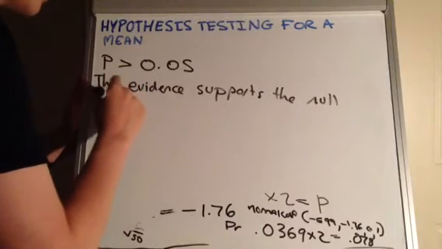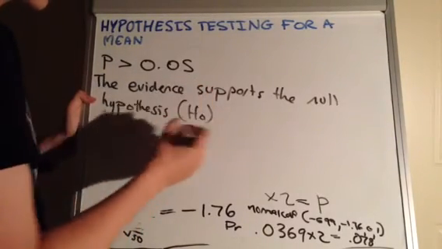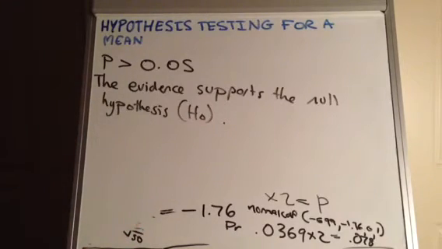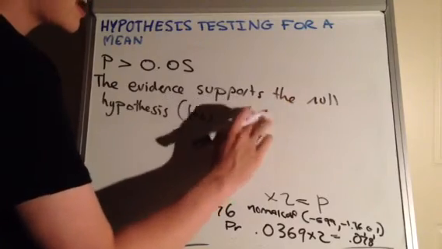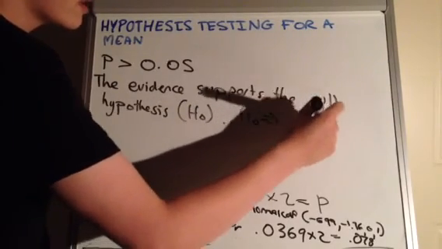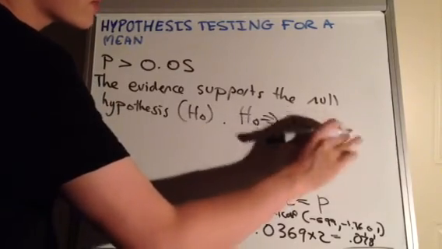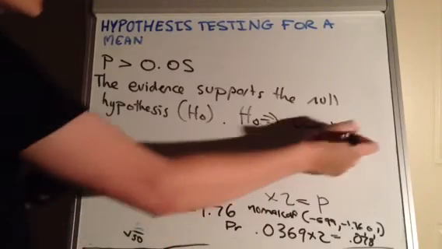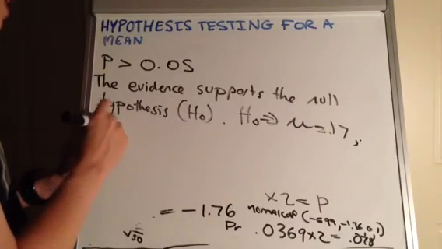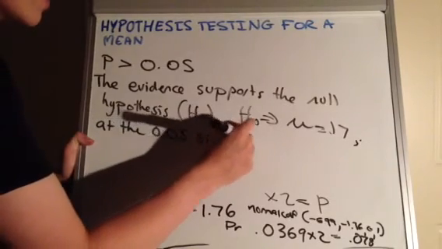which is, again, denoted by that. And that would be the statement we'd make. And we could say that the null hypothesis was, again, that mu equals, in fact, mu equals 17. But you could add to that and you could say, at the 0.05 significance level.